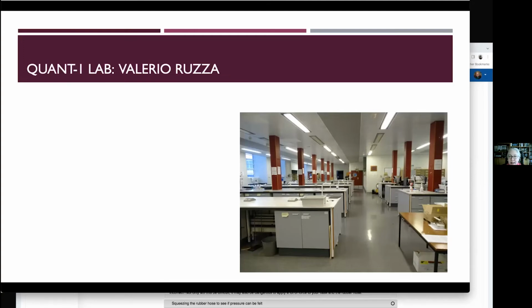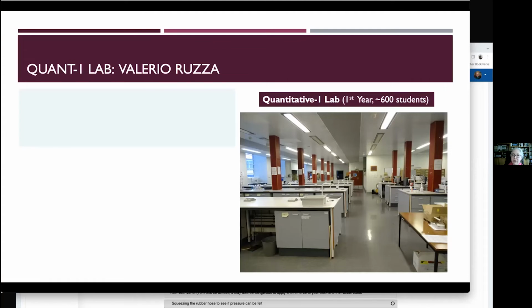So the second approach we have is by Valerio Ruzza, and he was working on pivoting experiments for the quantitative 1 lab. Now we have 600 students in this lab. It's the first year lab. And his approach, you'll see, is a little different to this. It's not formal. I would classify it as a playful approach.